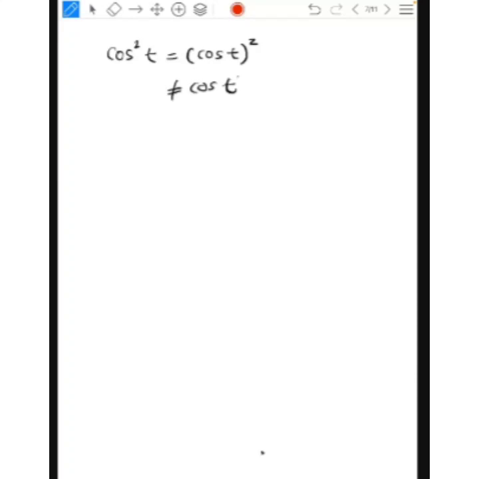Cos squared t equals cos t in brackets, and then the square outside, because when you write cos squared t, the square is for cos. However, if you write cos t squared, the square is for t. That is the difference. And do not make both cos and t squared, that would be even more wrong. Okay, understand? Okay.